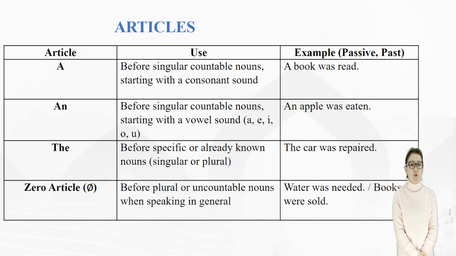Types of articles. First, indefinite articles, a and an. Used when we talk about something not specific or for the first time. A before words starting with consonant sounds. Example, a book was read.